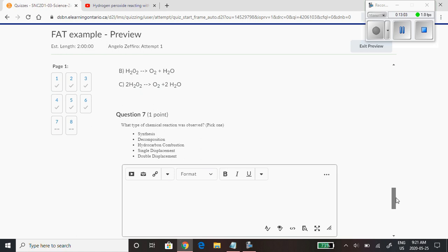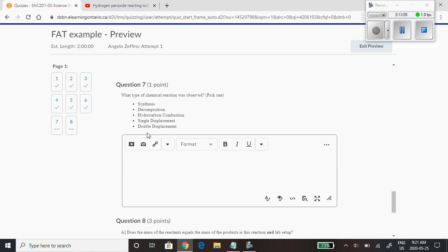Question 7. What type of reaction is this? Well, you get to pick from one of these, and it's decomposition. So pick one. I'm giving you the answers. You just pick the right one. Decomposition. Okay, thanks, sir. Move on.